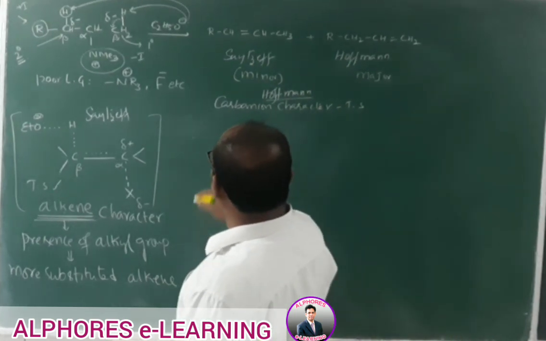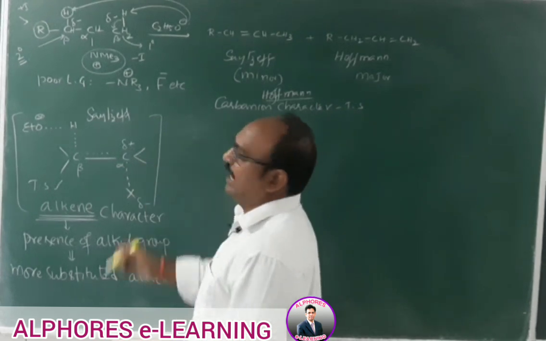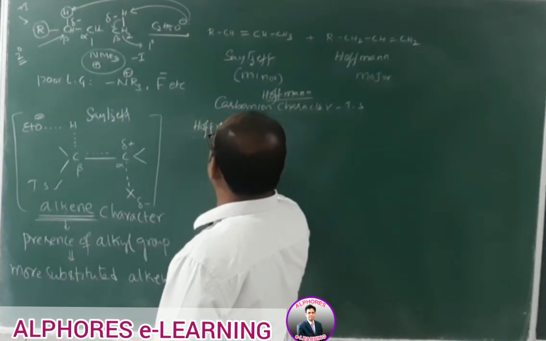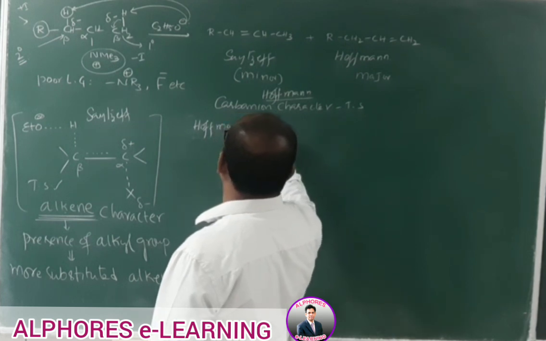Now, this is Hofmann elimination from alkyl halides. So initially we have to learn one reaction, that is Hofmann ammonolysis.